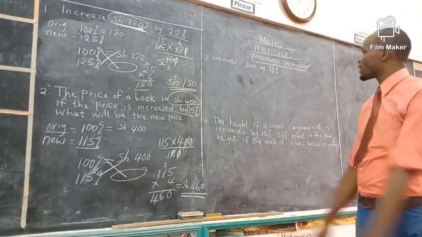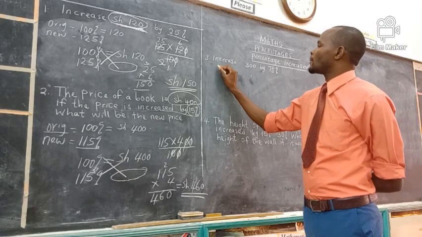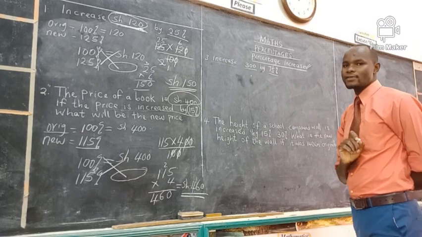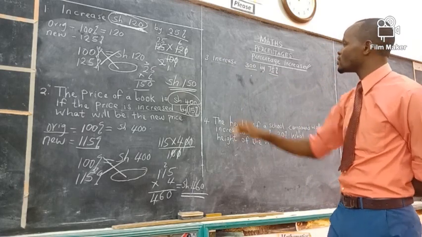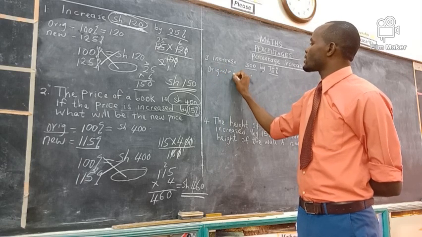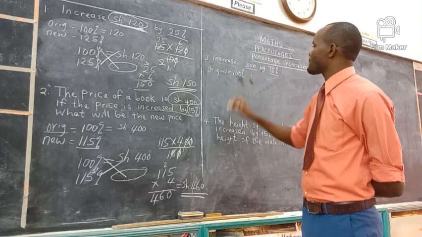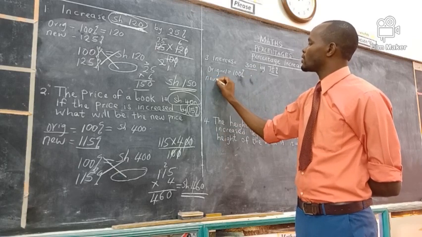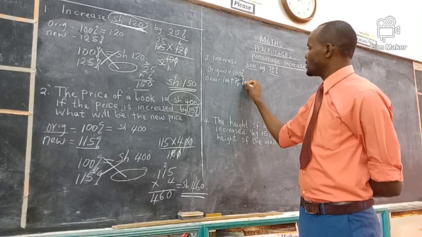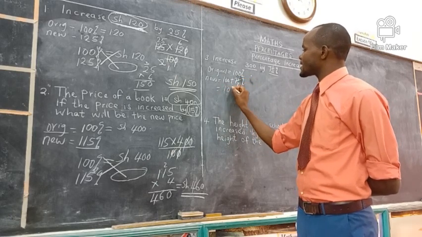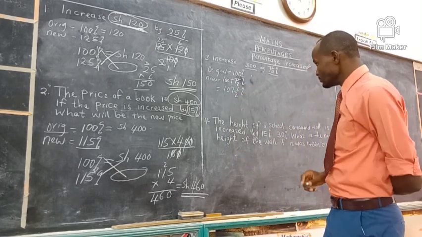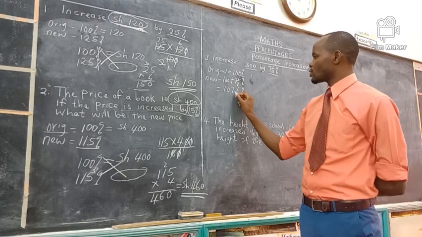This is more complicated. Let us do this one now. Increase 300 by 7.5%. You have the original, which becomes 100%. Then we have the new. Remember, the original was 100 plus 7.5. You'll get 107.5%. Change this one to an improper fraction, you multiply here.